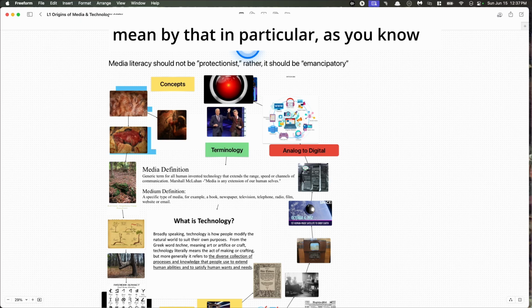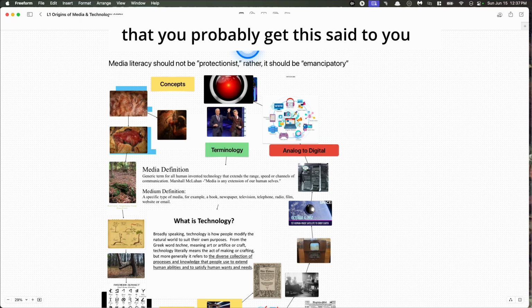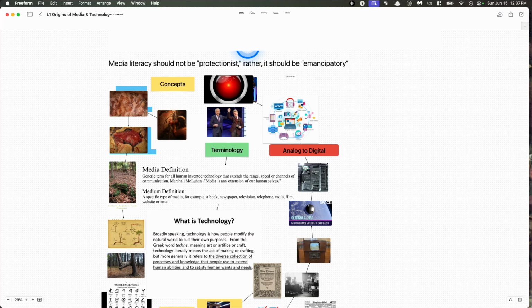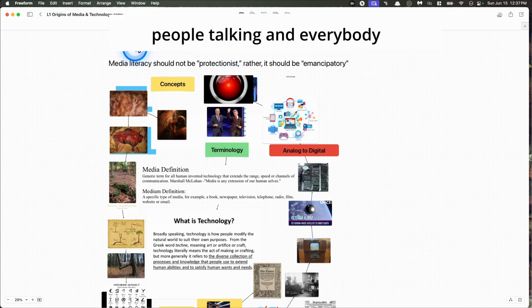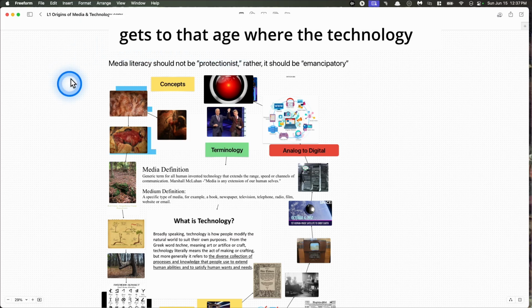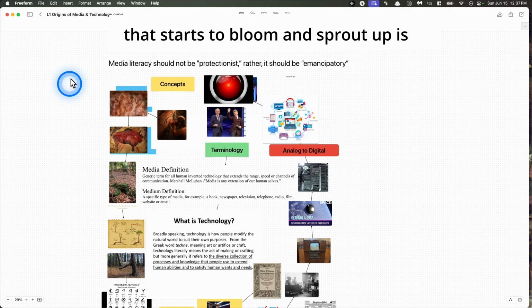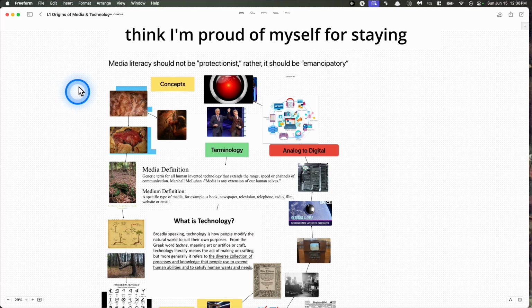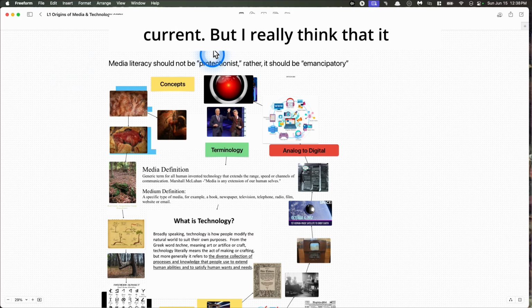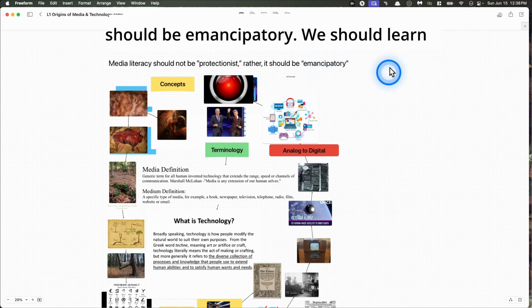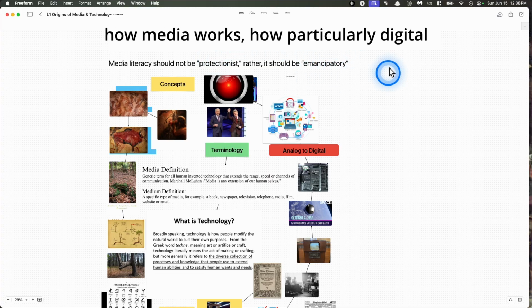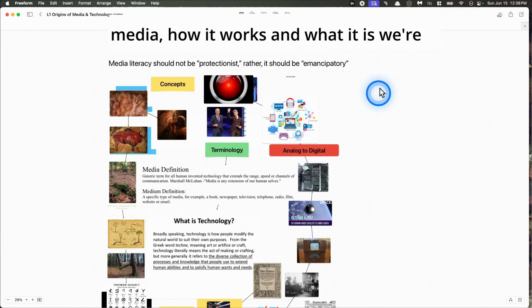And what I mean by that in particular is, as you know, you probably get this said to you all the time: you're glued to your phone. You young people today are glued to your phone. Well, that's just old people talking, and everybody gets to that age where the technology that starts to bloom and sprout up is so foreign to them that they just can't deal with it. And I've stayed current. I think I'm proud of myself for staying current. But I really think that it should be emancipatory. We should learn how media works, particularly digital media, and what it is we're looking at.